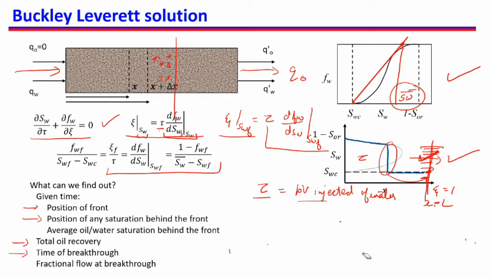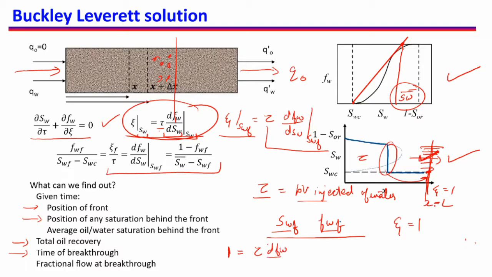So that means we already know what is our SWF. We already know what is FWF. So this equation is always valid. So if this equation is valid, then we know that xi we can keep equal to 1, and we can find xi is equal to 1 should be equal to tau dfw by dsw of SWF.